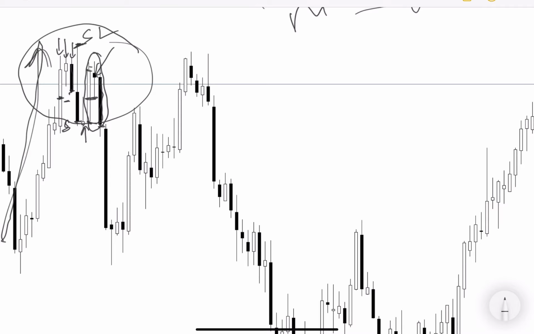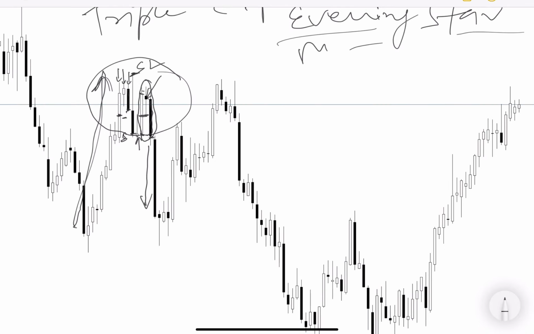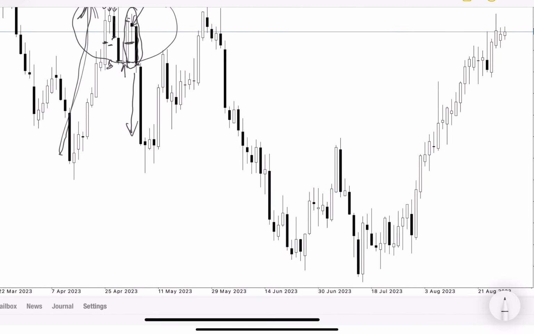So this is an evening star, and that is why you can see a fast bearish action the very next day. So this is how we look at the evening star and morning star, and this is how they are traded. All right, let's look at other candles. So here it was a powerful evening star, and I'll show you if I find any other evening star or morning star.